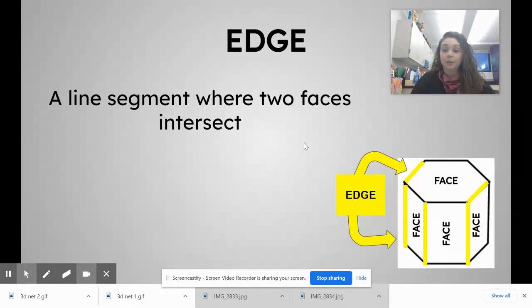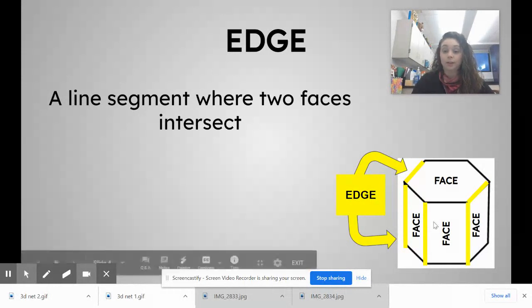Edges are the line segments where two faces intersect. So you'll see that I have all these faces labeled. Any of the lines where they connect are considered edges. So these yellow lines here are considered edges. Every single edge isn't labeled on this picture, so don't think that just because it's not yellow, it's not an edge. Any place where two faces connect is an edge. So if we have this face here connecting with this face here, it would make this another edge.